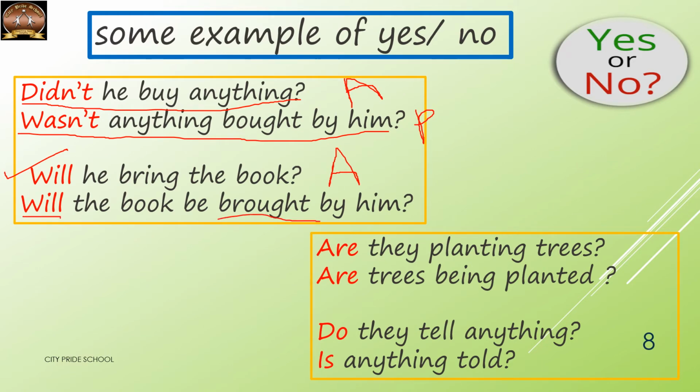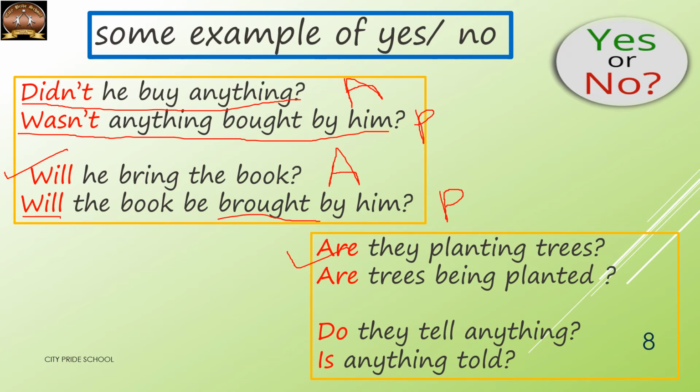Brought is the V3 form of the verb, and by him, and here we get its passive voice. Now, are they planting trees? Are is already present, right? Are cannot be replaced by any other verb because are itself is helping to form yes-no type of questions. So are will remain are. Are they planting trees? Are trees being planted?